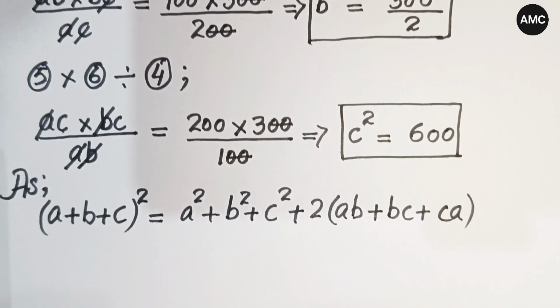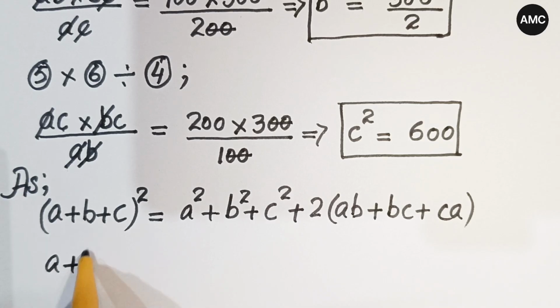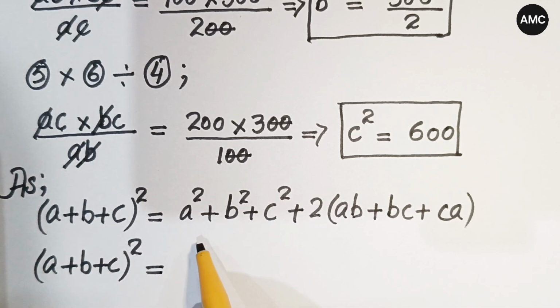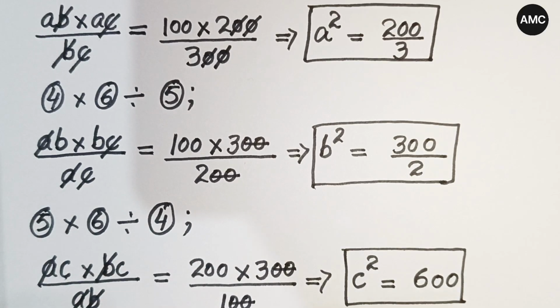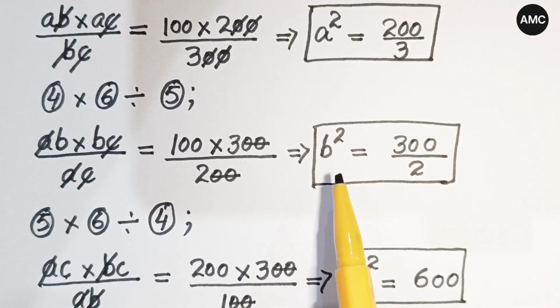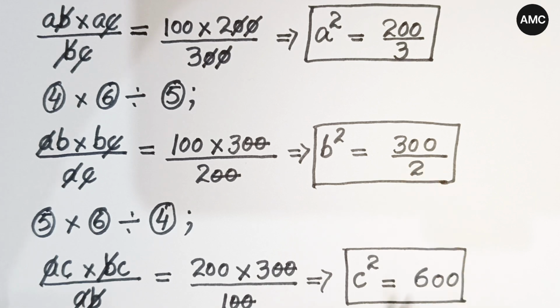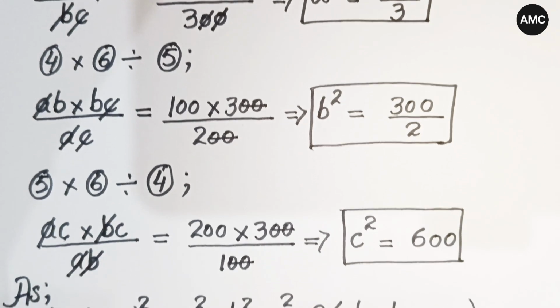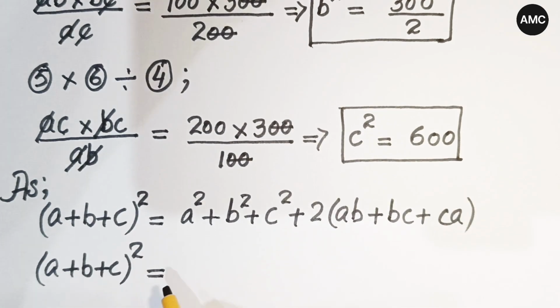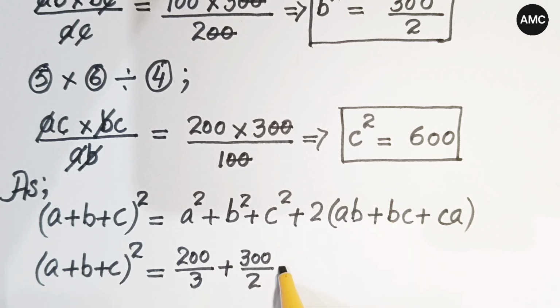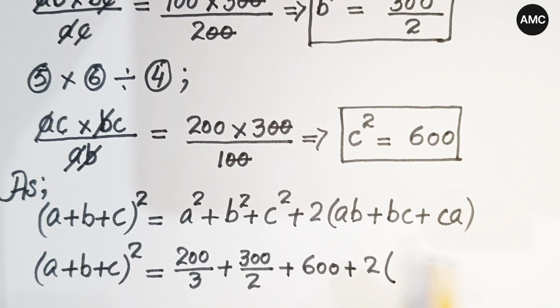Now (A + B + C)² is equal to, here we have the value of A² equal to 200 divided by 3, and the value of B² is 300 divided by 2, and the value of C² is 600. So putting these values here, A² is 200 divided by 3, plus B² is 300 divided by 2, plus C² is 600, plus 2 times the value of AB.